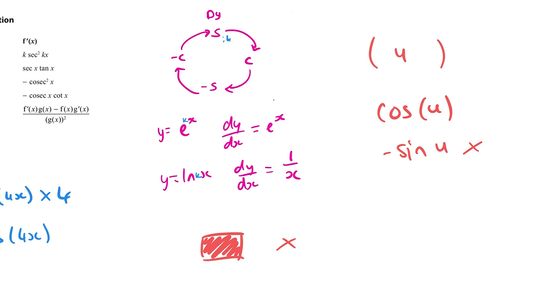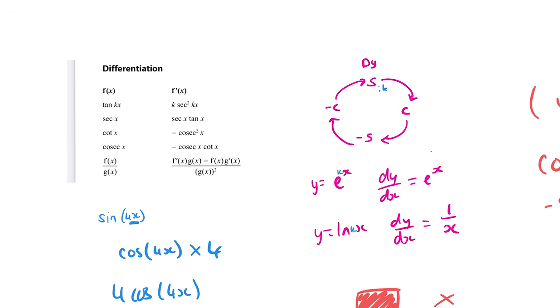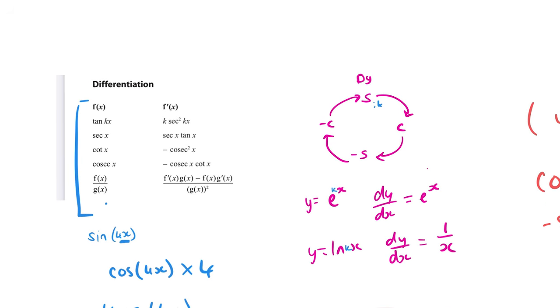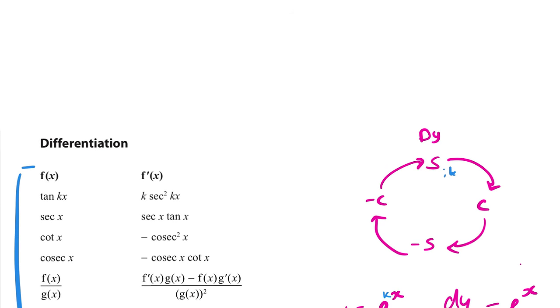However, we then need to multiply that. What was our u? If our u is 4x, we're going to multiply that by the differential of u. So you might see that formula that goes dy by dx equals dy by du times du by dx. Either way, I don't mind what you do as long as you understand what chain rule is. Remember, they give you some stuff here, so watch out for those. And they actually give you, I didn't realise they gave you quotient rule. That's insane.